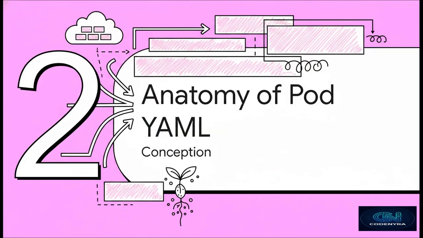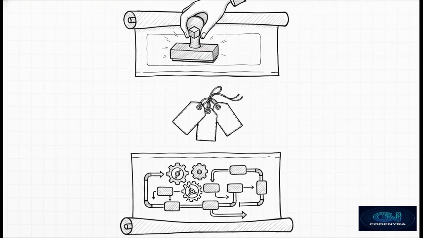Moving right along to Section 2, Anatomy of Pod YAML. Every single pod in Kubernetes is defined by a very specific structure in its YAML file. It's like its birth certificate. First up, you have the API version and kind. This basically tells Kubernetes exactly what type of object we're trying to create, which, in this case, is a pod.